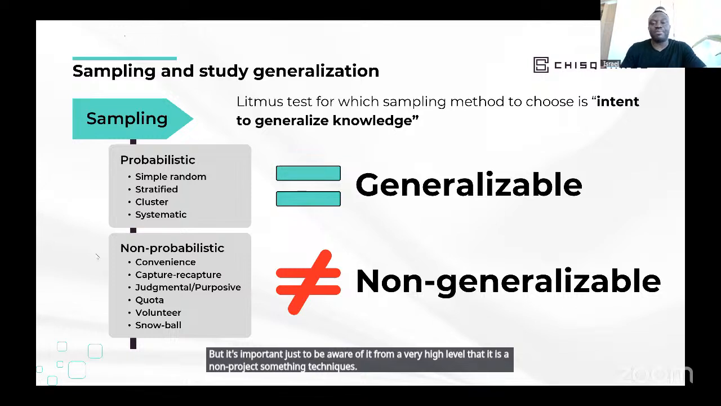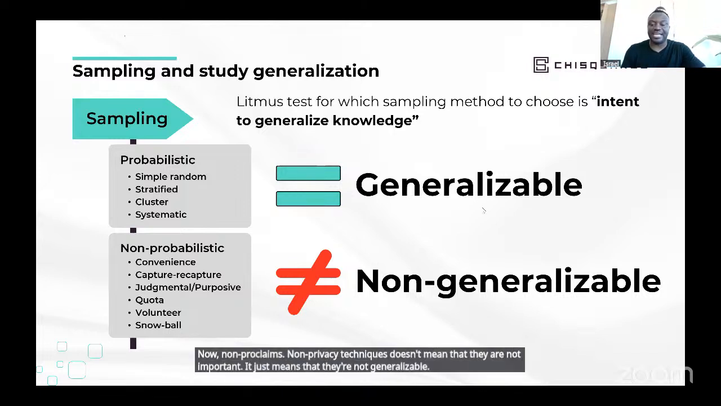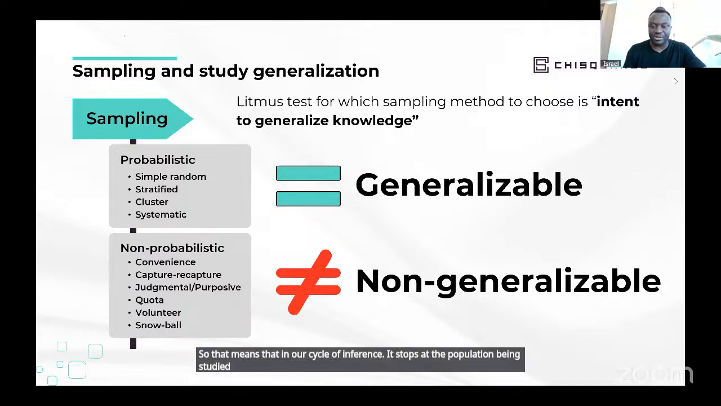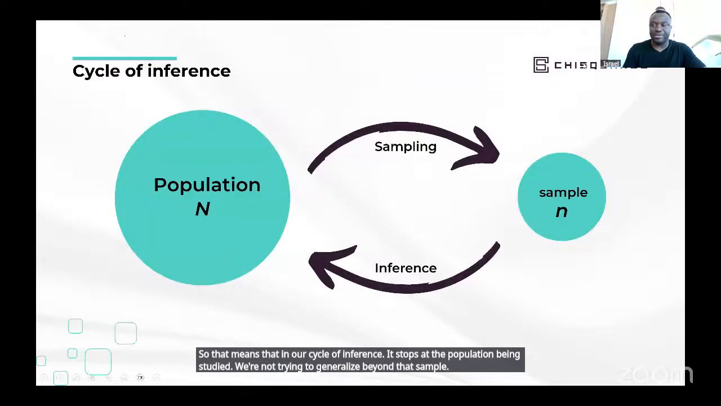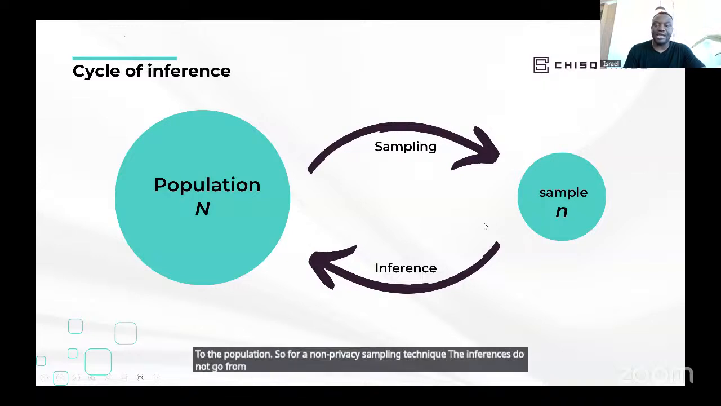Now, non-probability techniques doesn't mean that they are not important. It just means that they're not generalizable. So that means that in our cycle of inference, it stops at the population being studied. We're not trying to generalize beyond that sample to the population. So for a non-probability sampling technique, the inferences do not go from the sample to the population. Rather, it goes back to the sample. So we need to understand that.